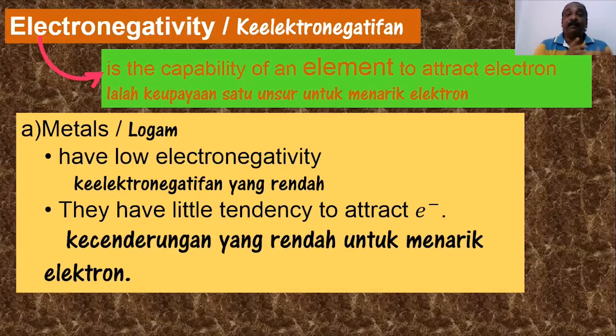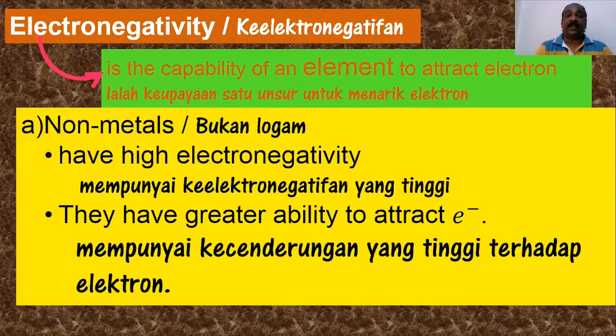For metal, because metal always tends to form positive ion, not negative ion. So the tendency to form negative ion is low for metal. So metal will have a low electronegativity. That means they have a little tendency, kecenderungan rendah terhadap elektron. Manakala yang bukan logam pula, kalau kita lihat, they have a high electronegativity. Why? Because they tend to form negative ion. Okay, so if I compare, there are so many bukan logam, non-metals here: silicon, phosphorus, sulfur, chlorine.